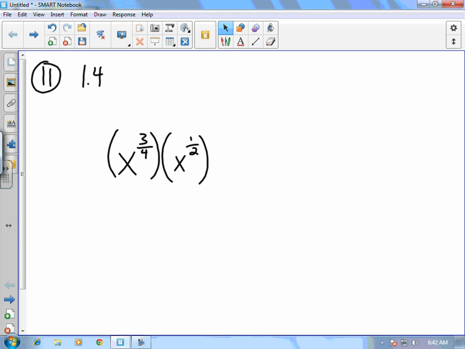Okay, here's your homework help for problem number 11 on section 1.4. They want us to simplify this expression, x to the 3/4 times x to the 1/2. Now to simplify this, we're going to use two of our exponential rules.